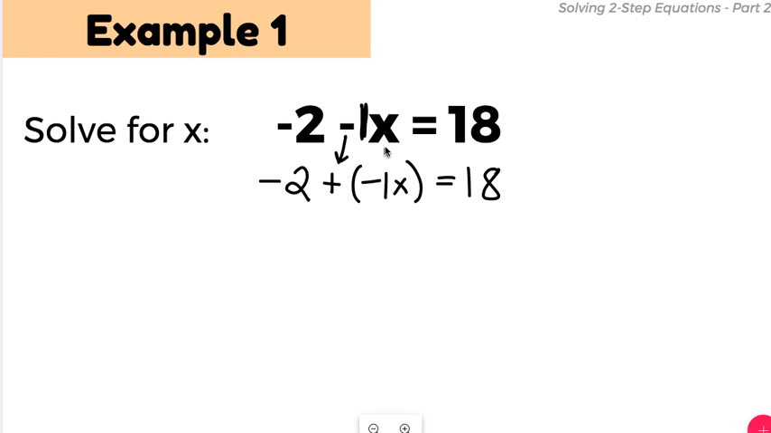So when we're simplifying, you may need to pull out that coefficient of 1 so that you can simplify everything correctly. So, nothing left to simplify. Remember our goal. Our goal is x equals some number. So the first thing we do is undo our addition. Get rid of our number being added. It's a negative 2. So we're going to add 2 to both sides.